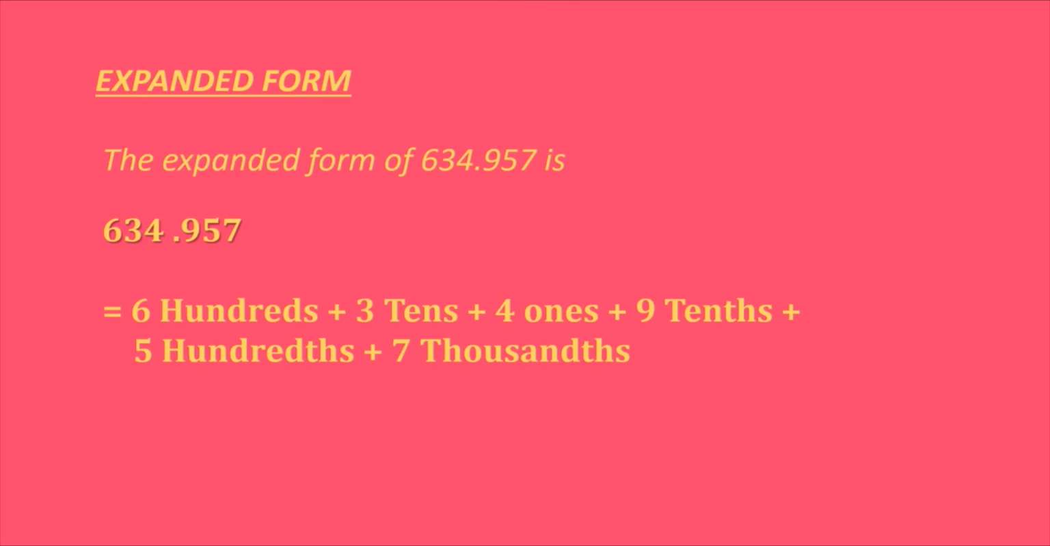Now the digits on the right side of the decimal, that is 9, which is in the tenths place. So we write 9/10ths. Then the next digit is 5, which is in the hundredths place. So we write 5/100ths. And then 7, which is in the thousandths place. We write it as 7 thousandths. So we also write it as 600 plus 30 plus 4 plus 9 by 10 or 9 tenths plus 5 by 100 plus 7 by 1000.